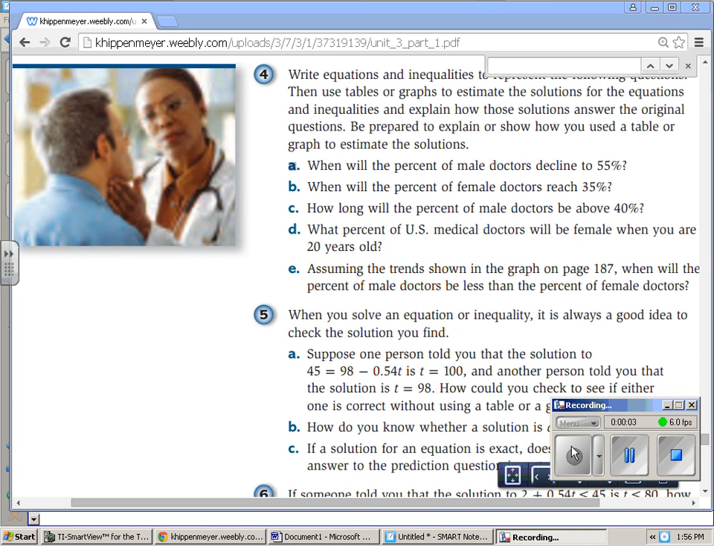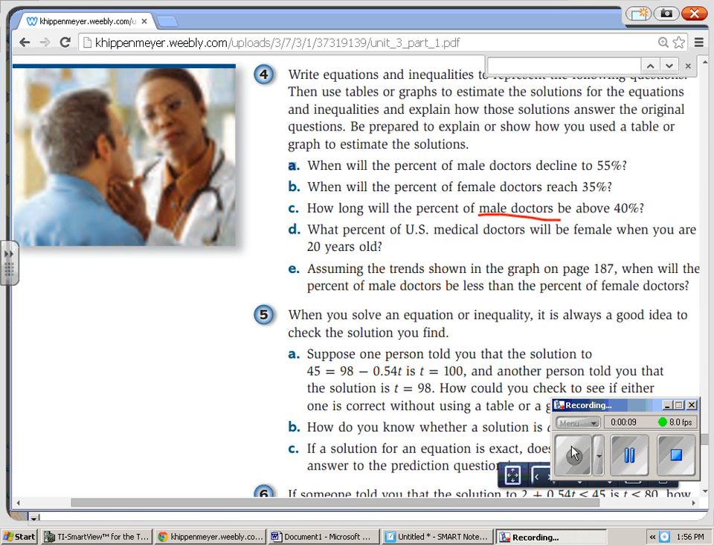4C, here we go. How long will the percent of male doctors be above 40%? So we know it's going to be the male doctor equation, Y1 equals 98 minus 0.54T. The information we're given is the 40%, so we're going to put that in for Y1.